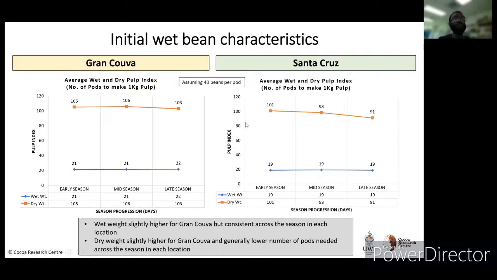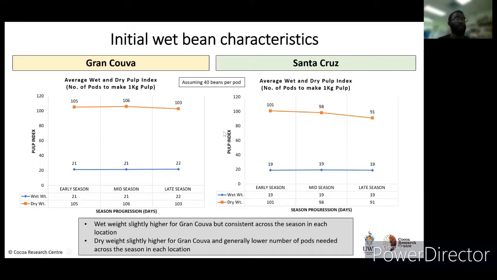Now moving on to the average wet and dry pulp index for both locations, building on the calculations before where we did the percentage in terms of the total bean. As said before, we did something called the pulp index. The pulp index basically is the amount of pods required to get 1 kilogram of pulp, providing that each pod used contains 40 beans per pod.